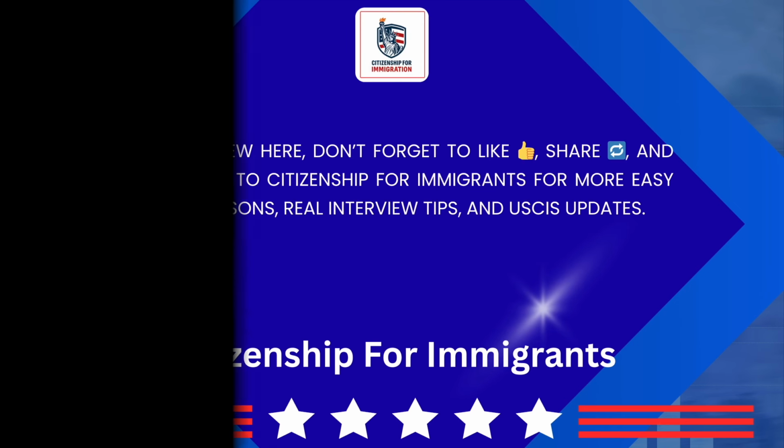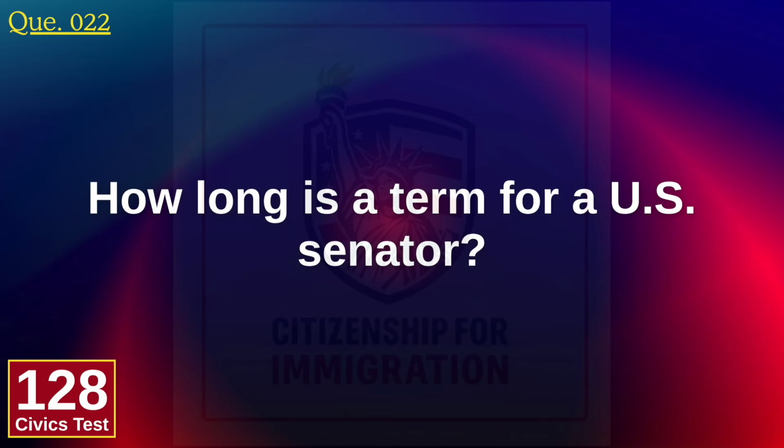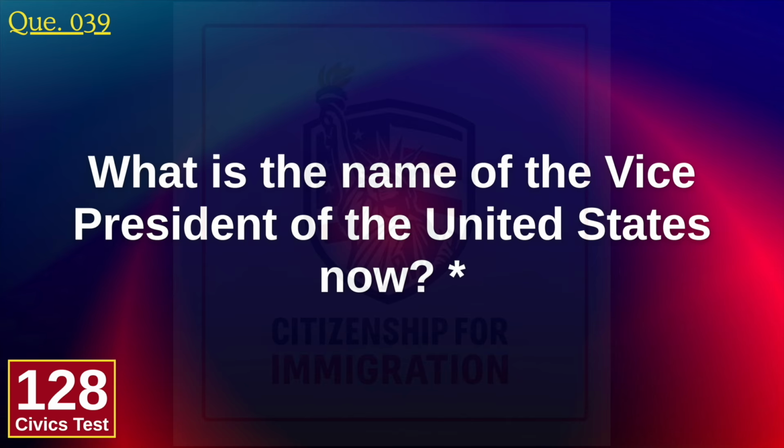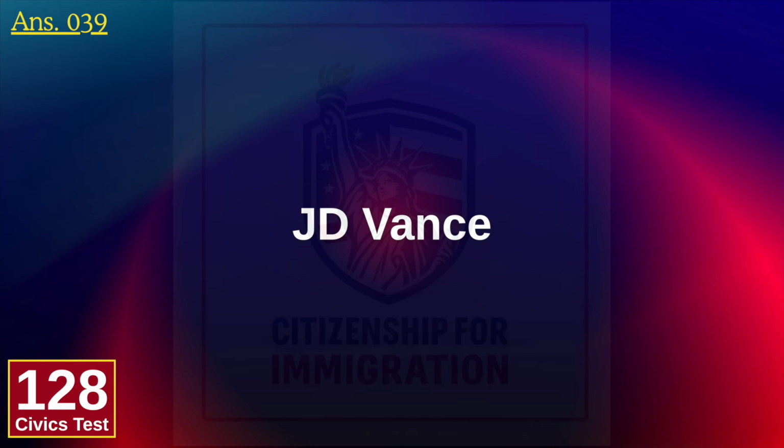How long is a term for a U.S. Senator? Six years. What is the name of the Vice President of the United States now? J.D. Vance.